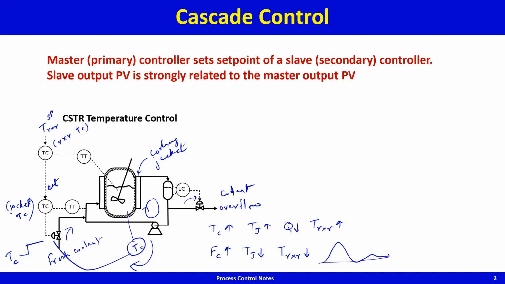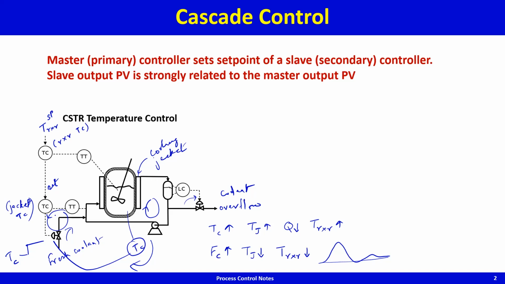Now consider the performance for the same disturbance using the cascade control system that is shown here. Notice that the reactor has a very large volume, whereas the jacket comparatively has a very small volume. So the jacket time constant would be very small compared to the reactor time constant, and therefore, because the jacket has a small time constant, the jacket temperature control can be very tight by the slave loop.